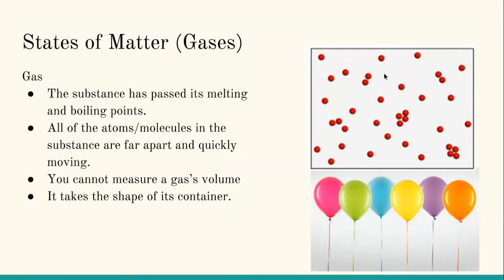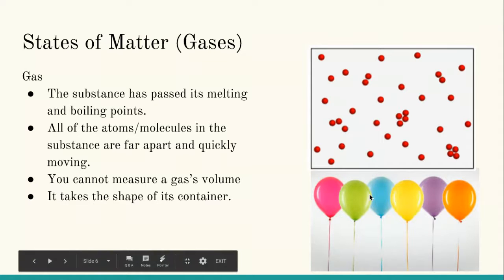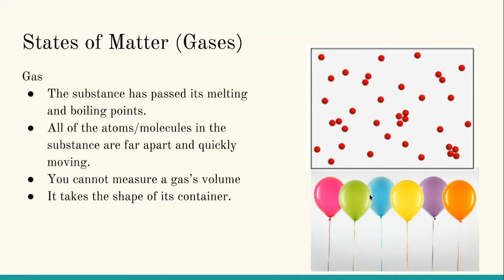In gases, these particles are very far apart. This is past the melting and boiling points. It's already evaporated. Now they've got so much energy, they're just bouncing around all over the place, and they're far apart from each other. And they're moving very quickly. You can't really measure the volume of a gas because there's so much space between the particles. There's just a lot of empty space there. And it always takes the shape of its container. Like if you put gas in a balloon, it takes the shape of the balloon. Or the air, which is a gas that's in your classroom, it's in the shape of the classroom.